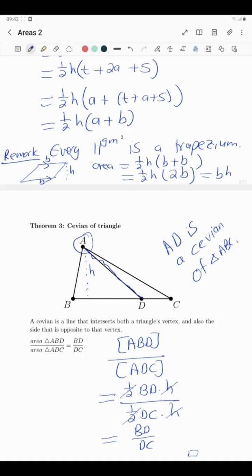That the area of triangle ABD divided by the area of triangle ADC is BD divided by DC. And you will see some problems where this theorem is quite useful. Great. So I hope you have the three theorems written down: the area of a parallelogram, the area of a trapezium, and how a cevian divides the area of a triangle. These are the three theorems that we will be using in solving today's problems.